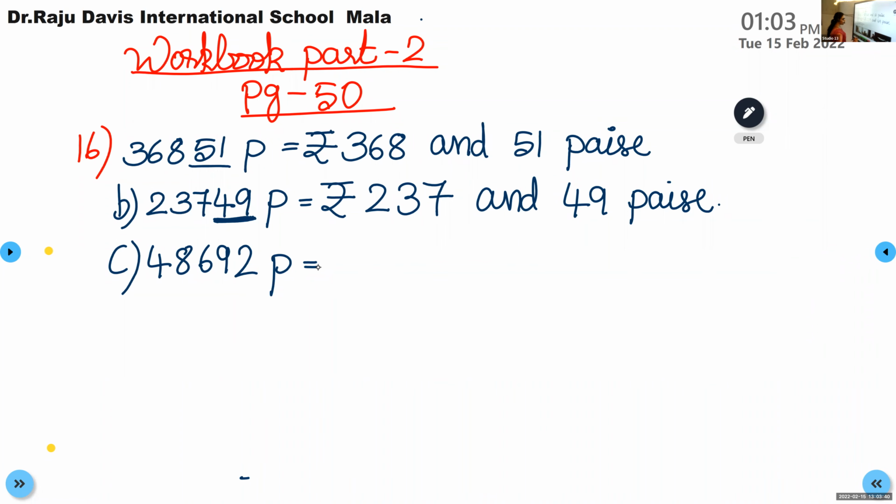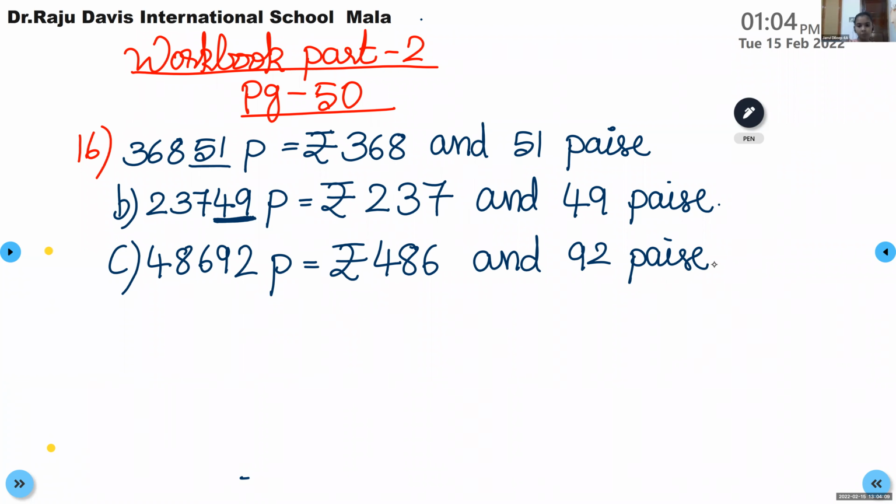48,692 paise is equal to. Ma'am, can you hear me? Yes, yes. Ma'am, ₹486.92. Good. 486.92. This is the answer of C.